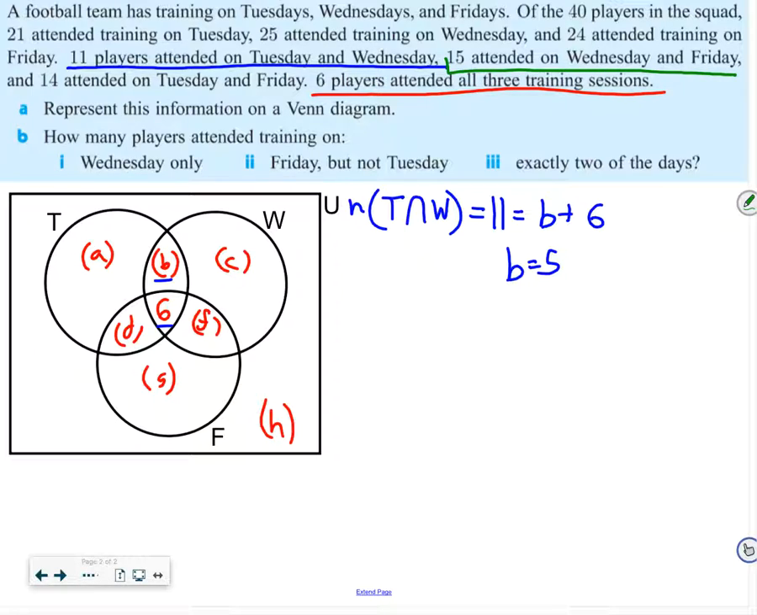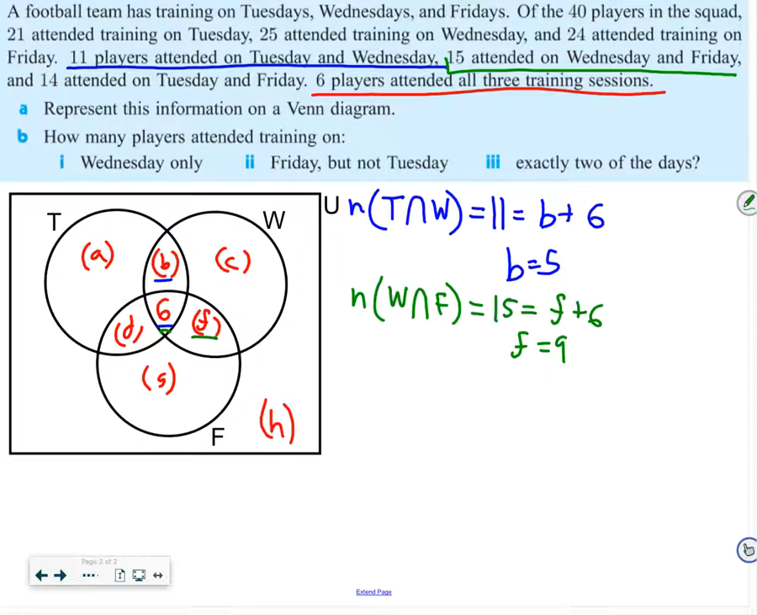I have the number of players that attended Wednesday and Friday. And is always the intersection. It has to meet both criteria. Wednesday and Friday is equal to 15. Well, Wednesday and Friday are here and here. So that means it's got to be equal to F plus 6. Subtracting 6 from both sides, I see that F must be equal to 9.